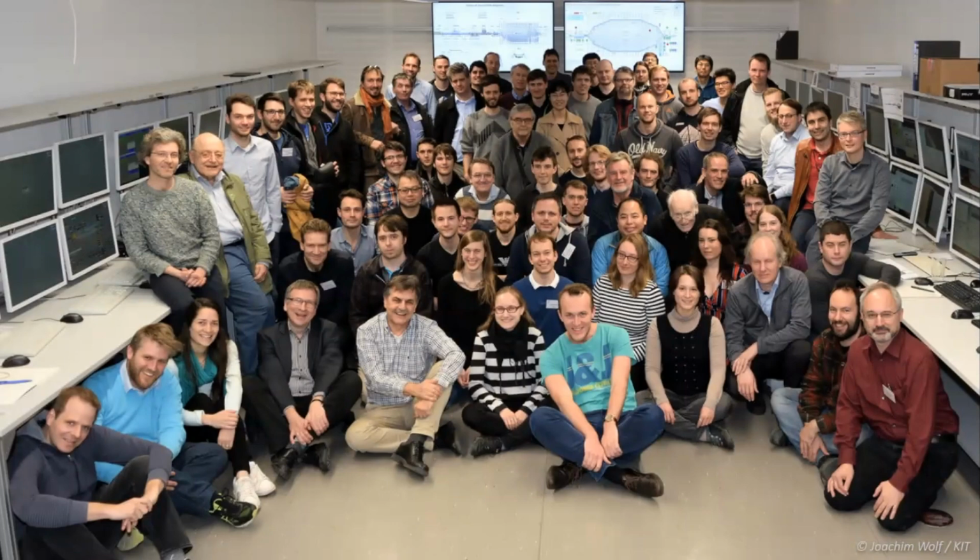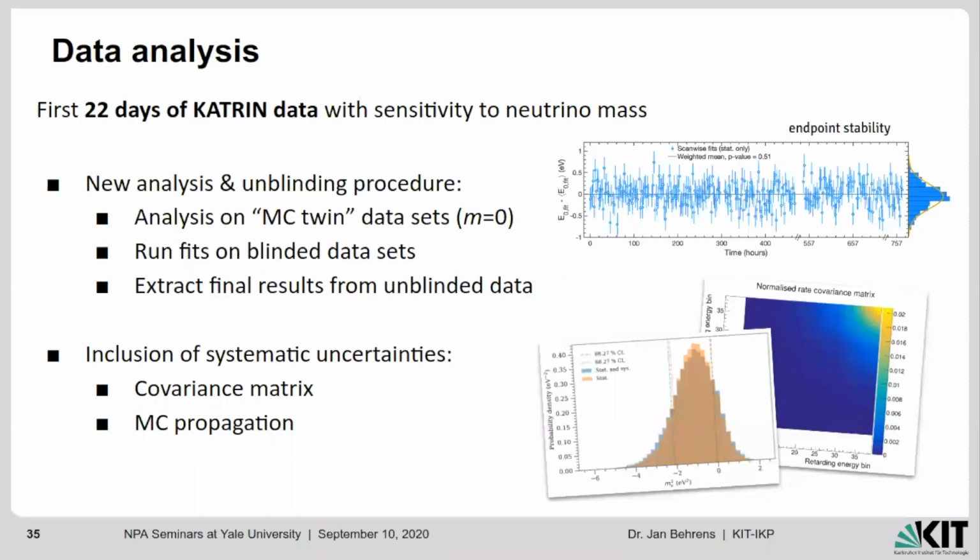So the data analysis was on the first 22 days of KATRIN data, where we had a sensitivity to the neutrino mass. And for this, before we could do the analysis, we also had to implement a new unblinding procedure, because we wanted to make sure that we are unbiased for this result.